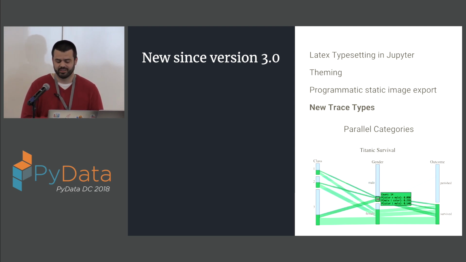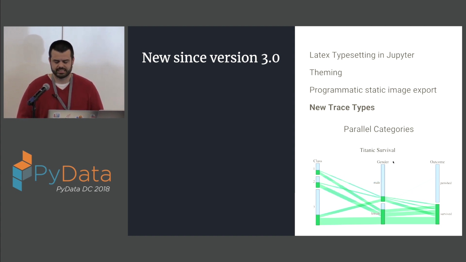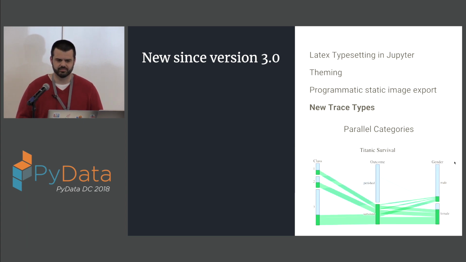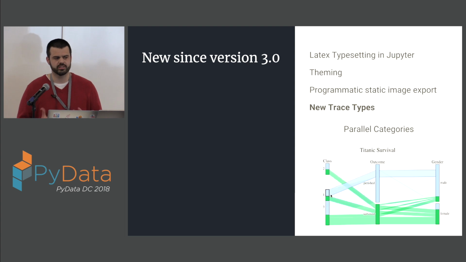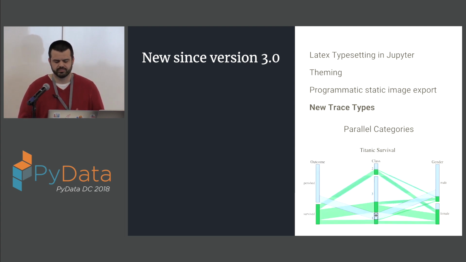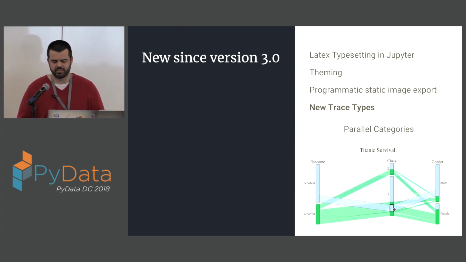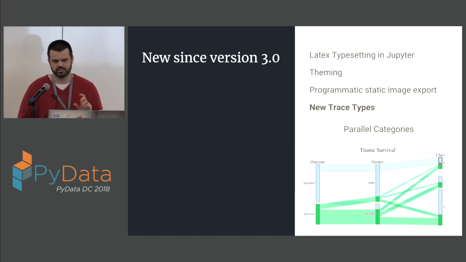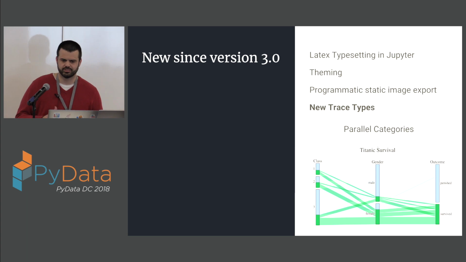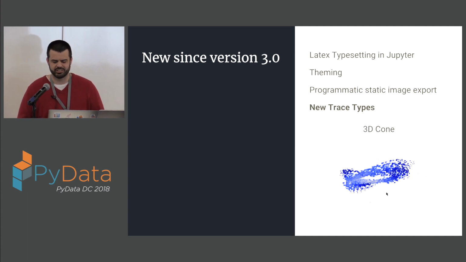There's a new diagram called the parallel categories diagram. This is a visualization for multi-dimensional categorical data sets. You can think about it as a discrete or categorical analog to the parallel coordinates diagram, where your columns represent dimensions, and the rectangles within the columns represent categorical states. The height of these rectangles lets you see the relative frequency of the different combinations of states in your data set.